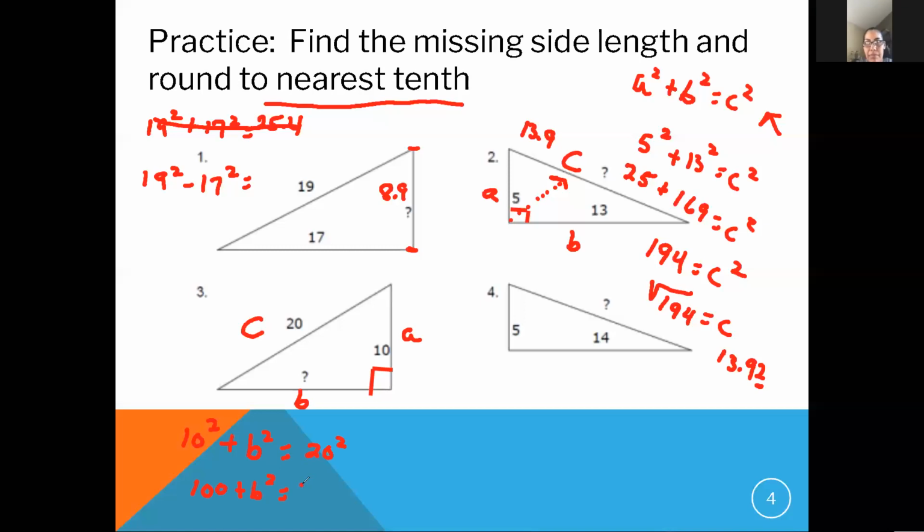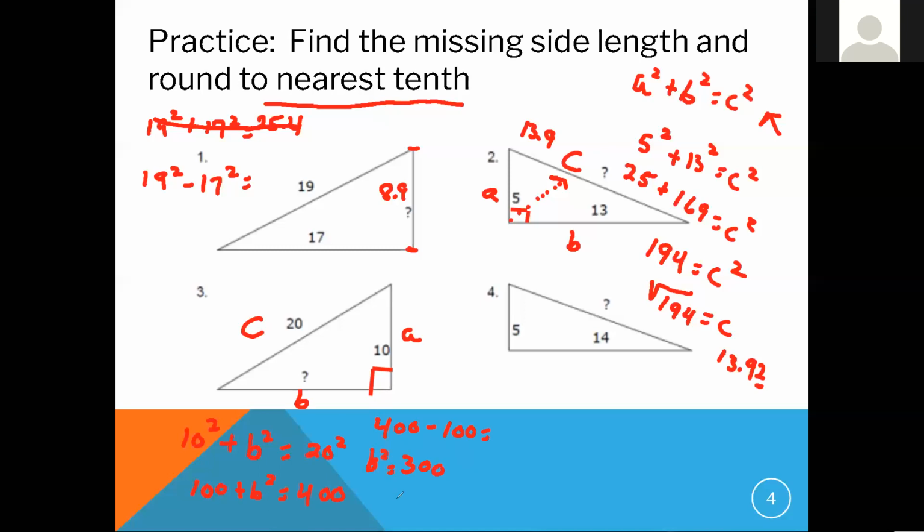400. Now, am I going to add 400 and 100, or am I going to subtract 400 and 100? Subtract. And why is it subtract? Right, it's on the opposite sides of the equal sign. So you're going to do 400 minus 100. And what does that equal? 300. Is 300 the answer?